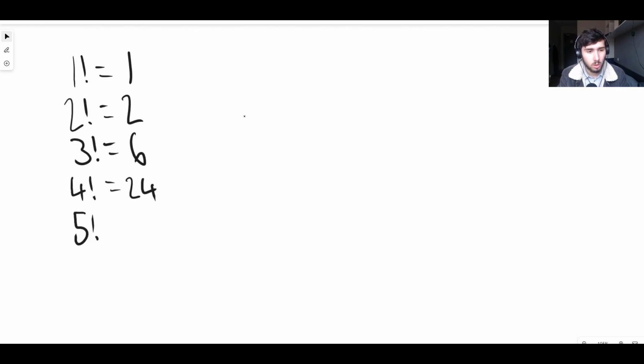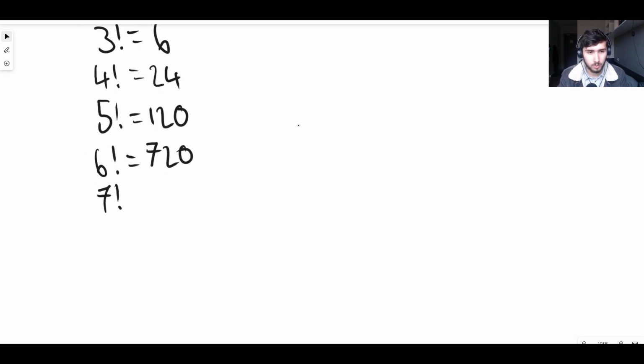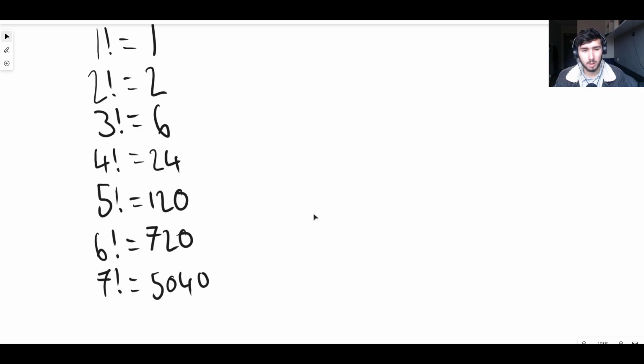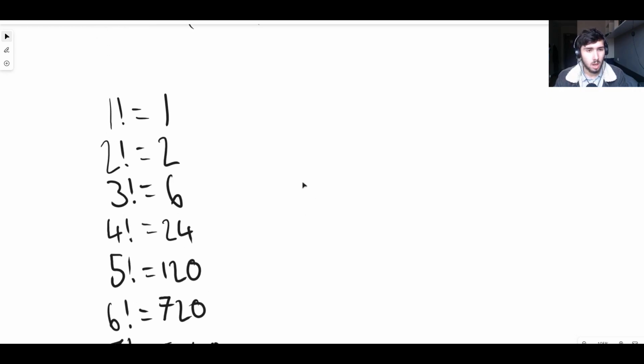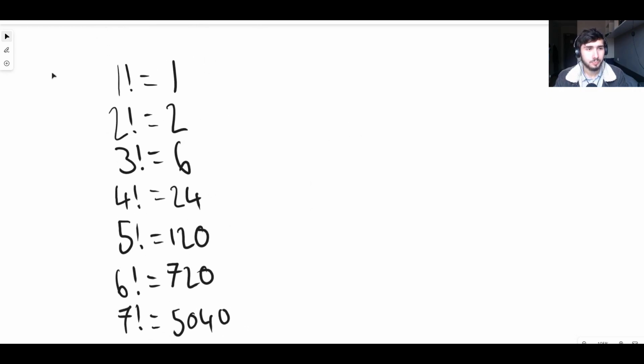5 factorial, I've already said, is equal to 120. 6 factorial is 6 times 5 times 4 times 3 times 2 times 1, that is equal to 720. 7 factorial is equal to 5040. As you can see, these things are getting bigger and bigger pretty quickly, and that is the case, right? So here's how you actually do this.